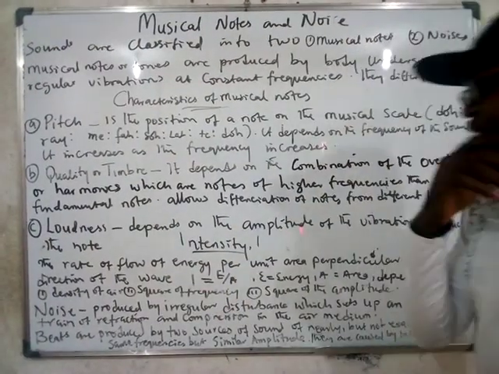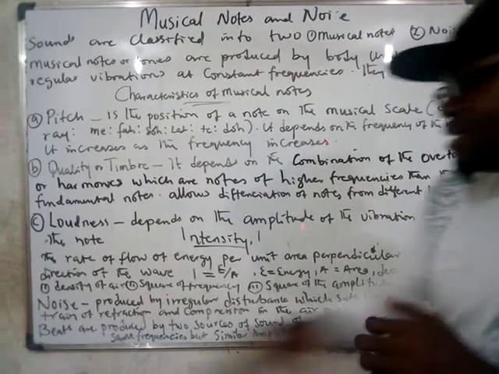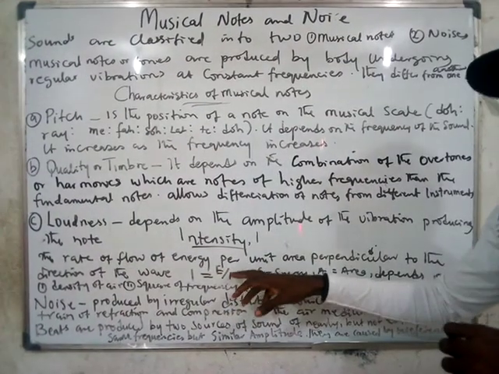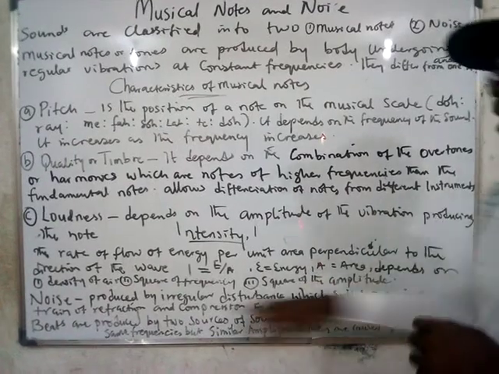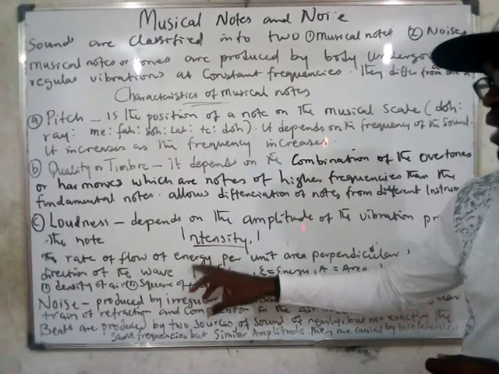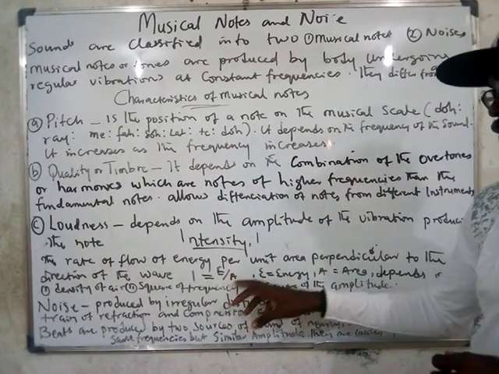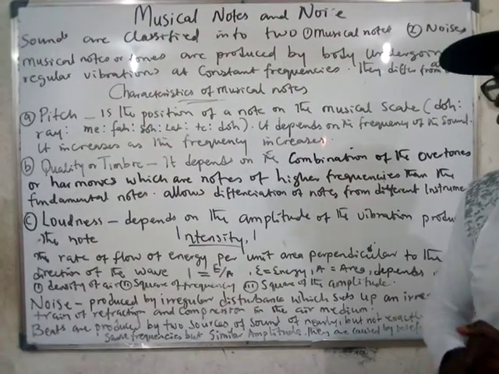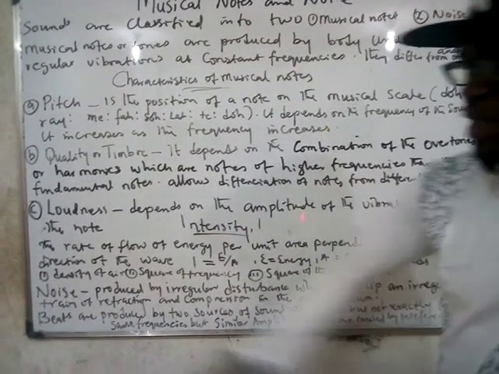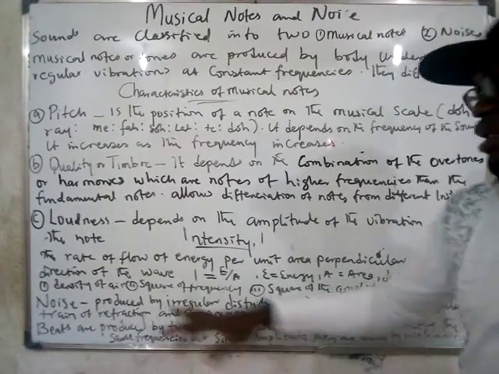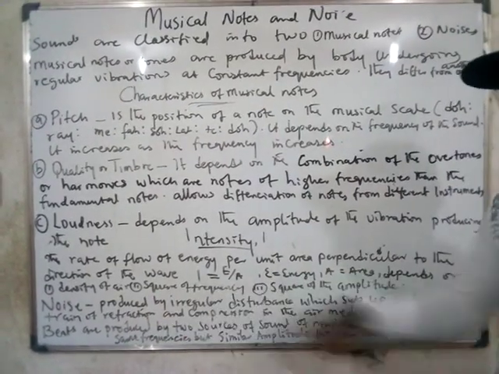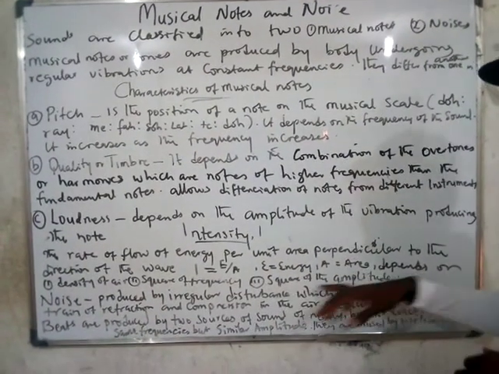Now we look at intensity. Intensity is the flow of energy per unit area perpendicular to the direction of the wave. I equals E, energy over area. That is what intensity is. And this intensity is dependent on the density of air. It's also dependent on the square of frequency, and on the square of the amplitude.